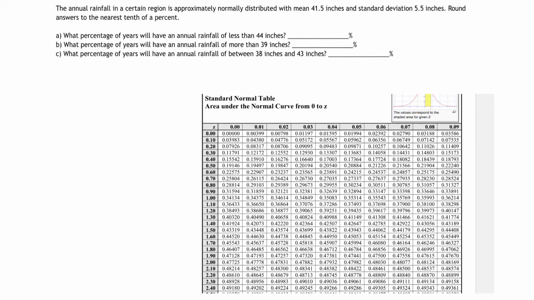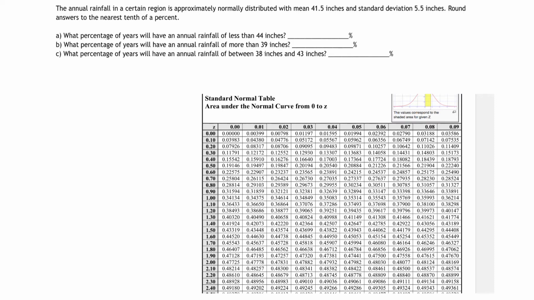This is part 2, a continuation of the last problem, where we're looking at the annual rainfall in a certain region that's being approximated by a curve, approximately normally distributed, with mean 41.5 inches and standard deviation 5.5 inches. So we're on part B right now, which is: what percentage of years will have an annual rainfall of more than 39 inches.